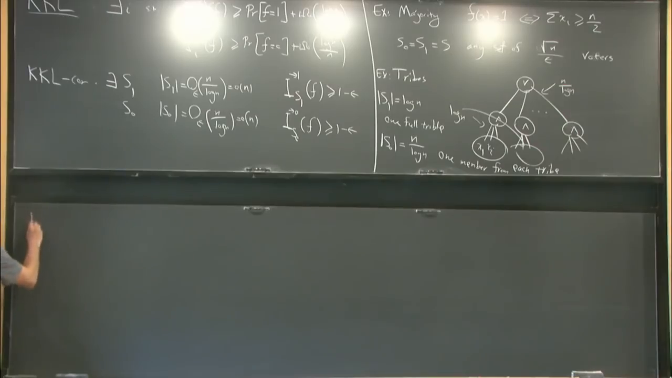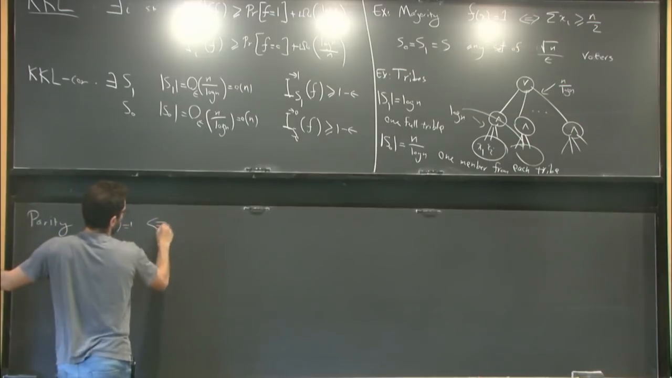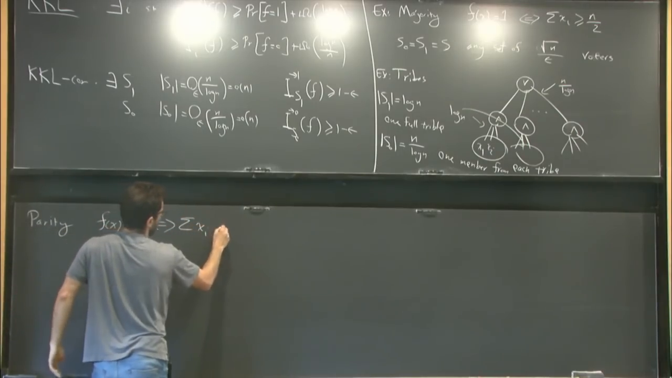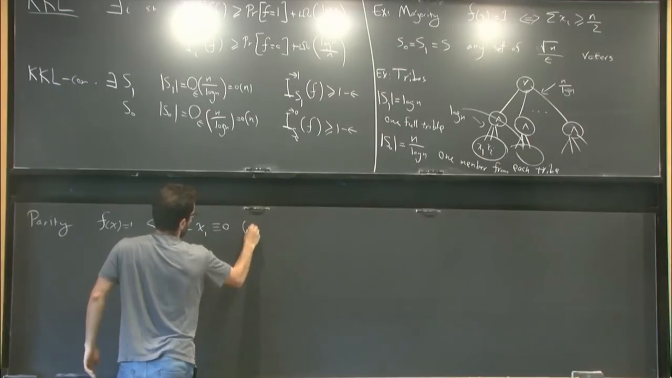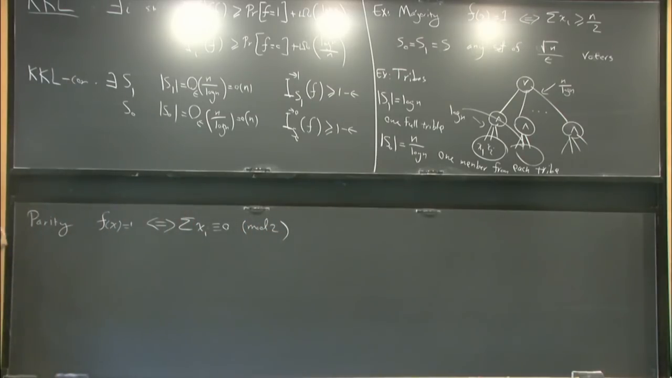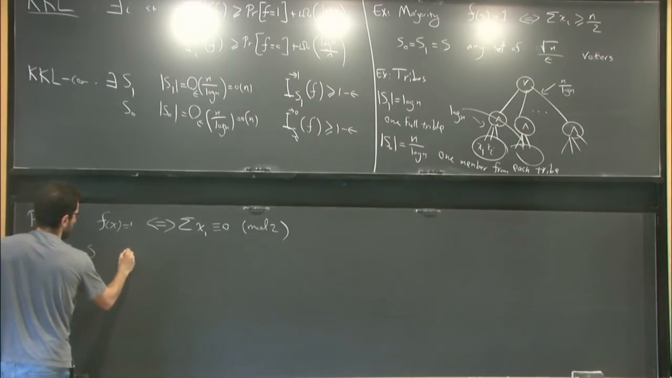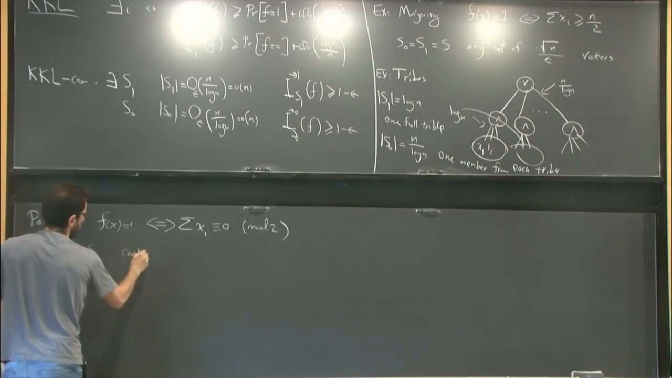And then the parity example, as Avi was mentioning. So here f of x is 1 if and only if the sum of xi is 0 mod 2. And in this case, you can take just a single voter. So S0, S1, just S. They need to just contain one voter.